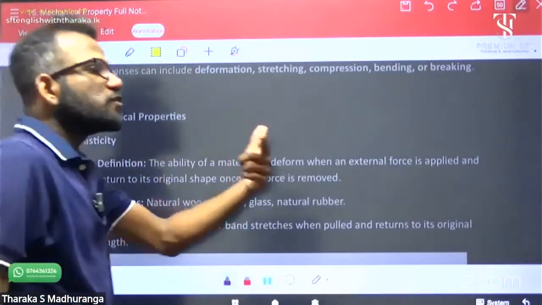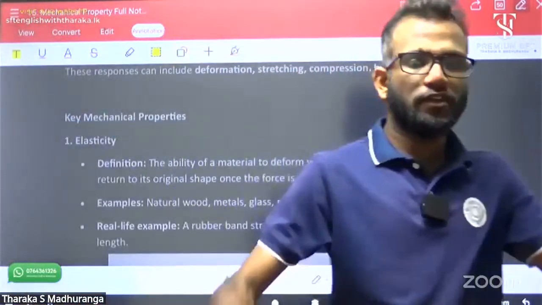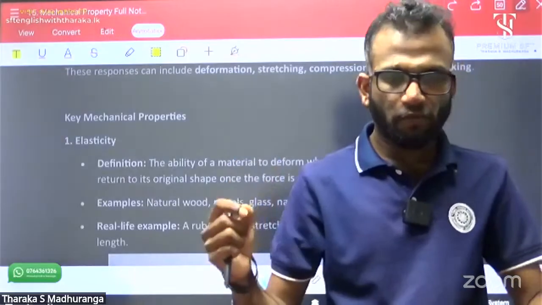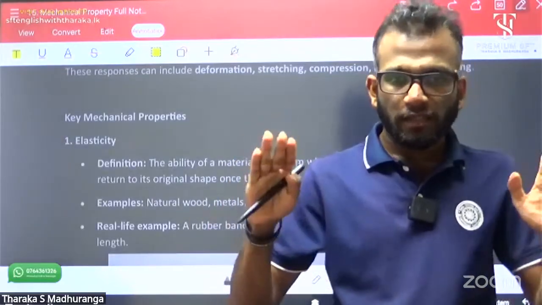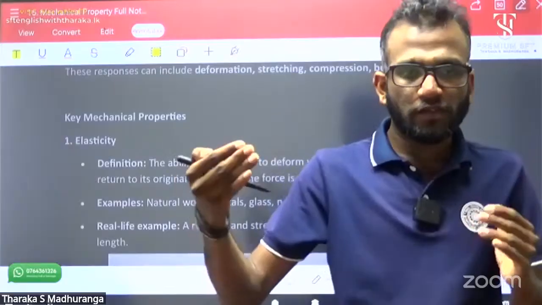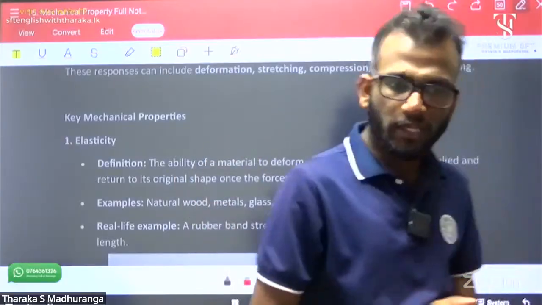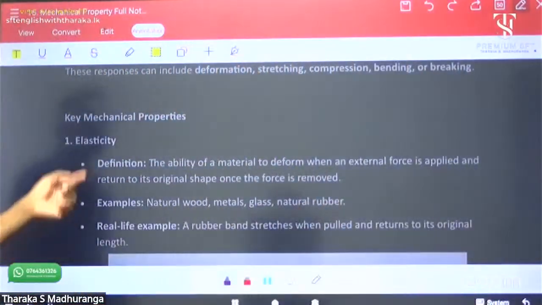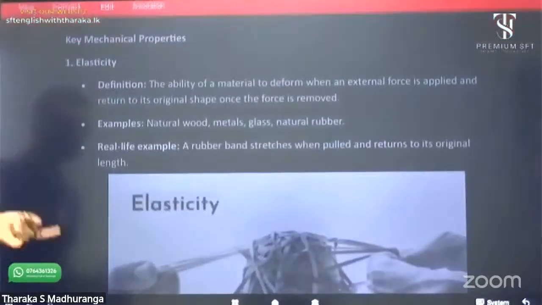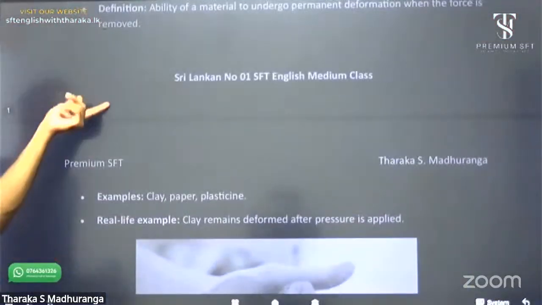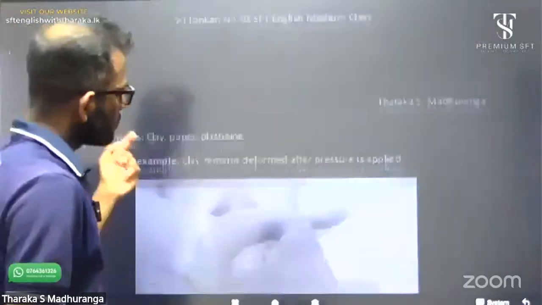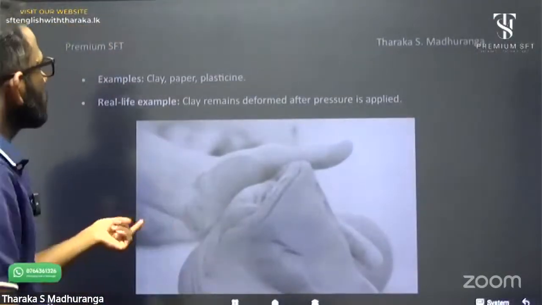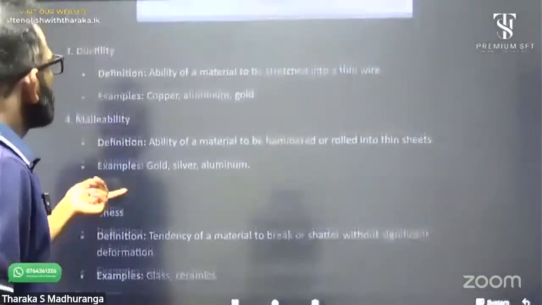Okay, again revise what's the meaning of mechanical properties. When you apply tensile or compressive force on any object, the behavior or response of the object we call a mechanical property. Okay, what are the mechanical properties? Wait, I will show you. Ductility is a mechanical property.